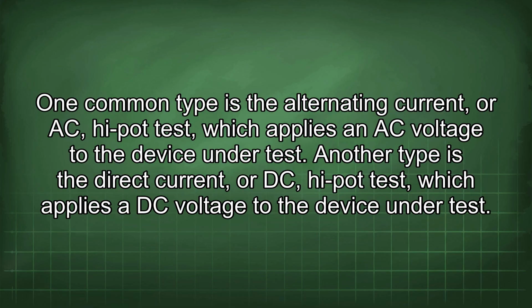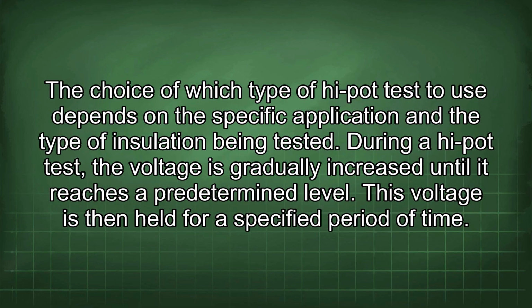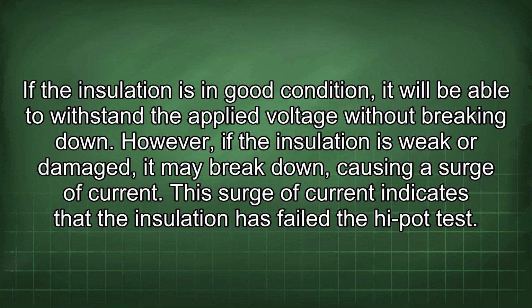Another type is the direct current, or DC, high-pot test, which applies a DC voltage to the device under test. The choice of which type of high-pot test to use depends on the specific application and the type of insulation being tested. During a high-pot test, the voltage is gradually increased until it reaches a predetermined level. This voltage is then held for a specified period of time. If the insulation is in good condition, it will be able to withstand the applied voltage without breaking down.